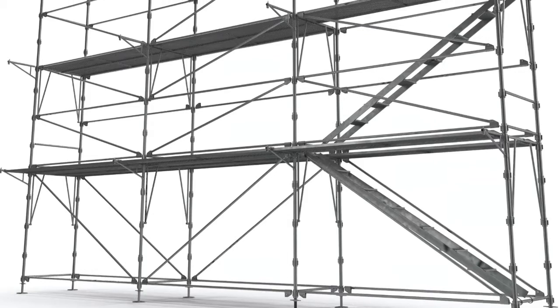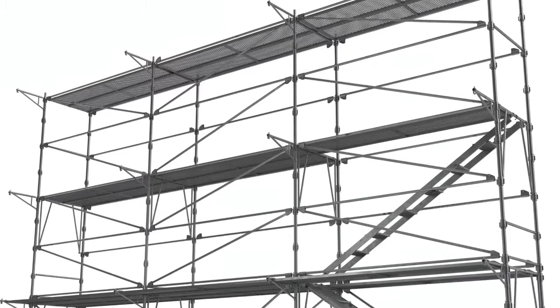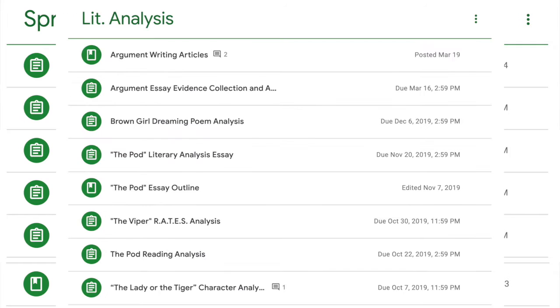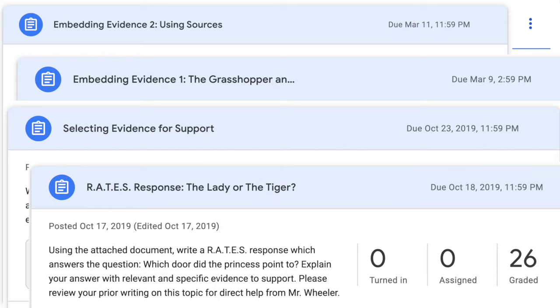So I want to start by talking about scaffolding. So scaffolding is this idea of providing students with small steps, small scales that build up on top of one another. And then slowly but surely you build a base of skills which forms the structure of what you're doing. In this case, writing. And if you think back over the school year, I've been slowly scaffolding in embedding evidence assignments, and at this point I feel like you should have had enough practice on doing this correctly.